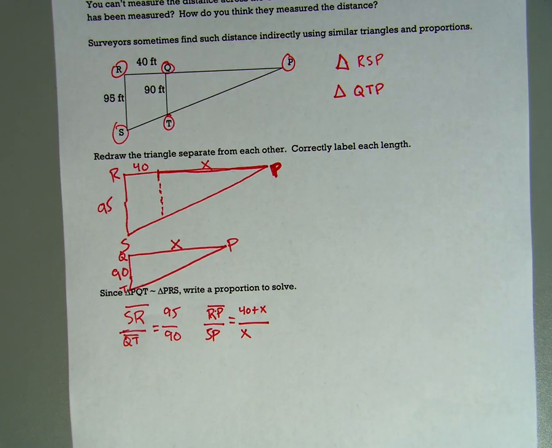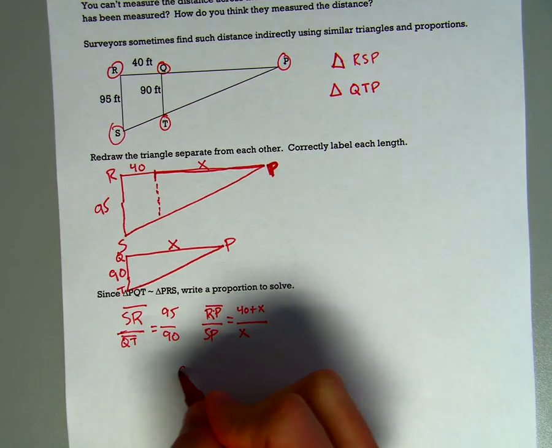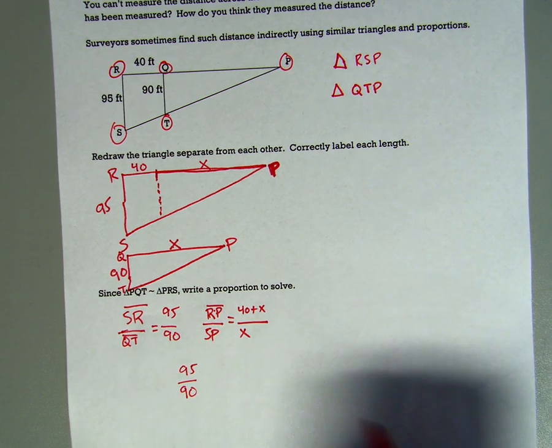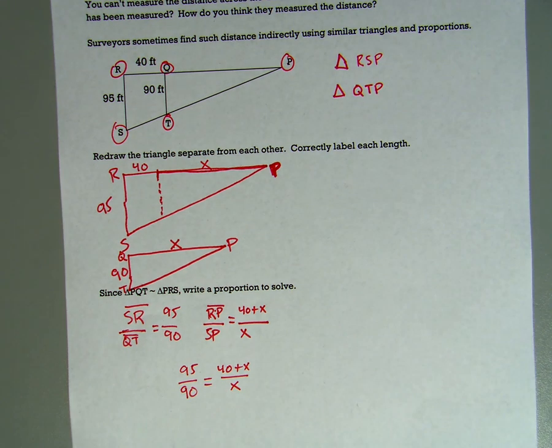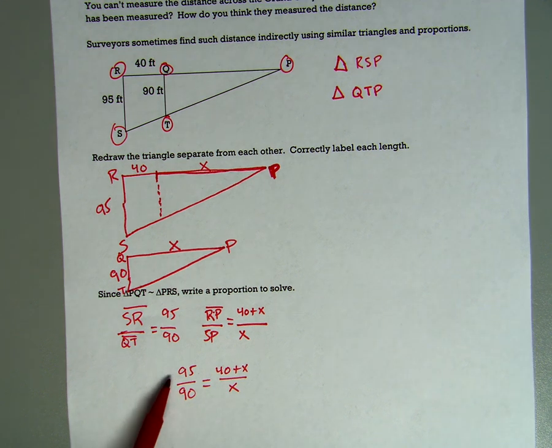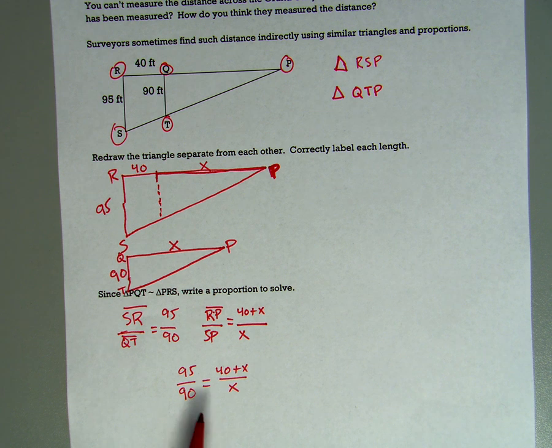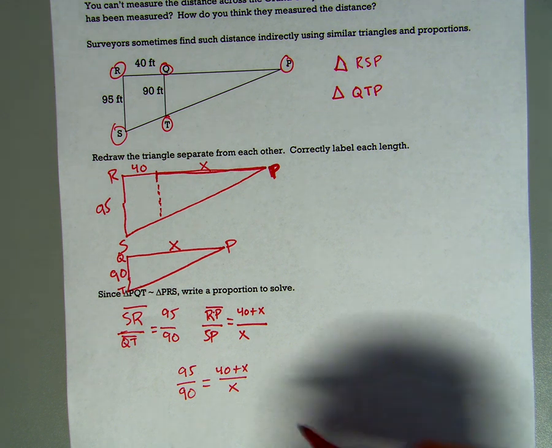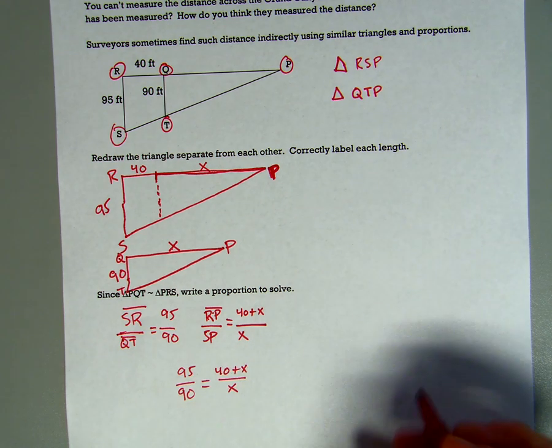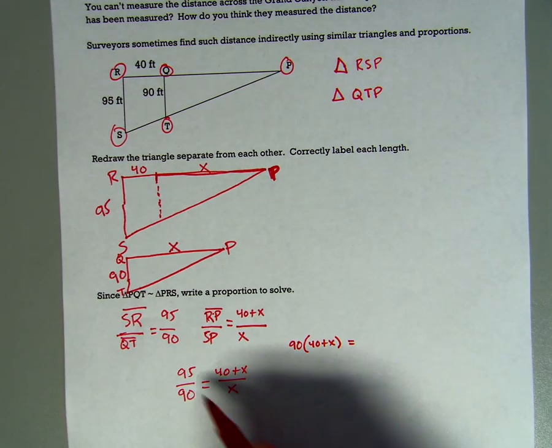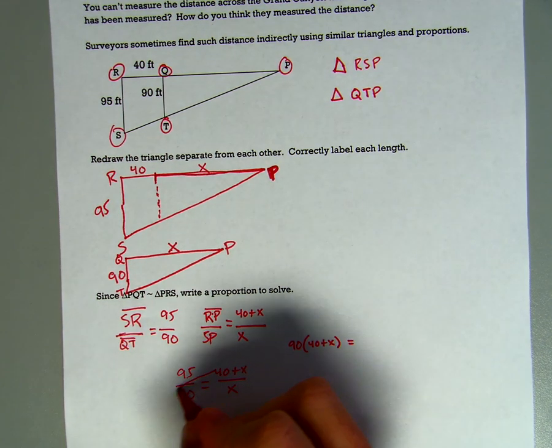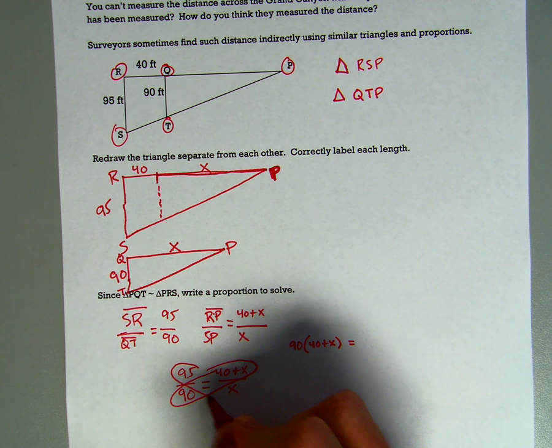Now to go ahead and figure out what X is, I'm going to do 95 over 90 is equal to 40 plus X over X. Now the reason I can do that is that because they're similar triangles, I know that the sides are going to be proportional to each other. So when I divide one side into the other, I know the proportions should come out the same, and that's why we can use that equal sign. So I'm going to go ahead and cross multiply here. So I have 90 times 40 plus x, and then I have 95 times x. So I'm going to go ahead and circle this like this.